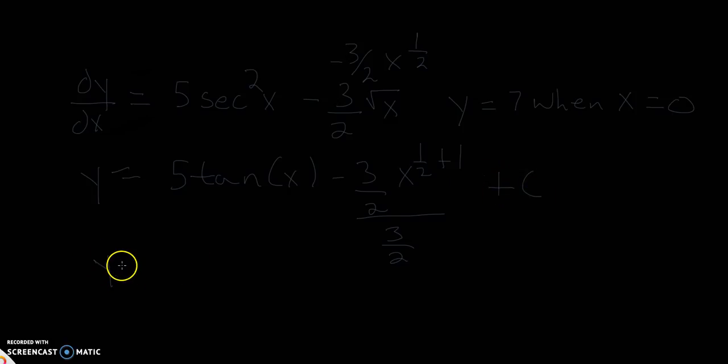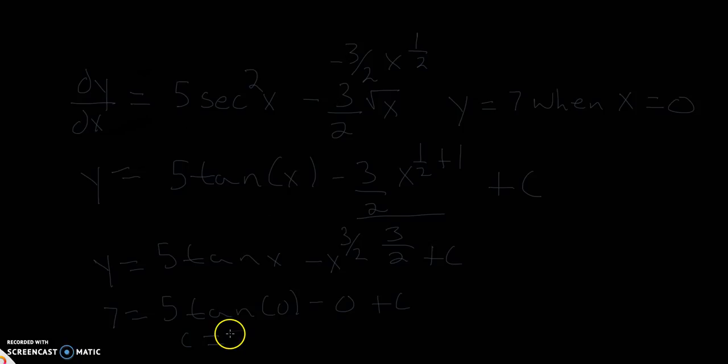So now we get y equals 5 tangent x minus x to the 3/2 plus c. Now let's plug in our initial condition. We get 7 equals, we already proved tangent of 0 is 0, minus 0 plus c. So c is going to equal 7. So our function is y equals 5 tangent of x minus x to the 3 halves plus 7.